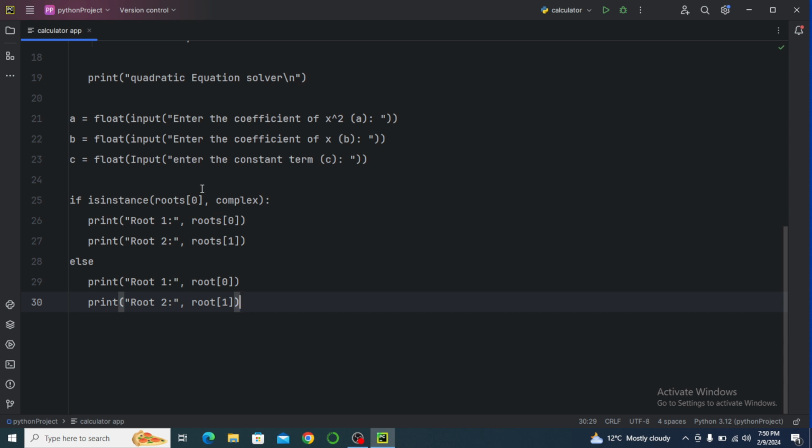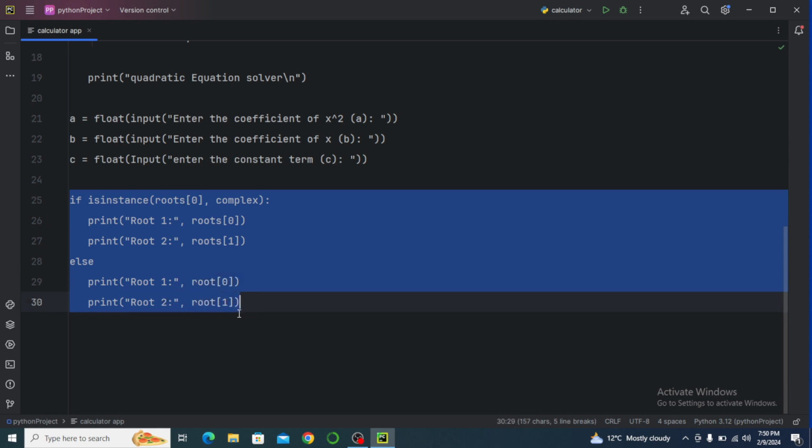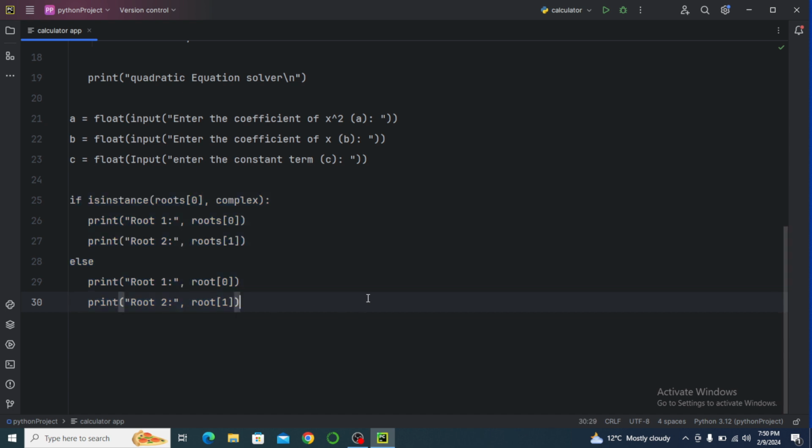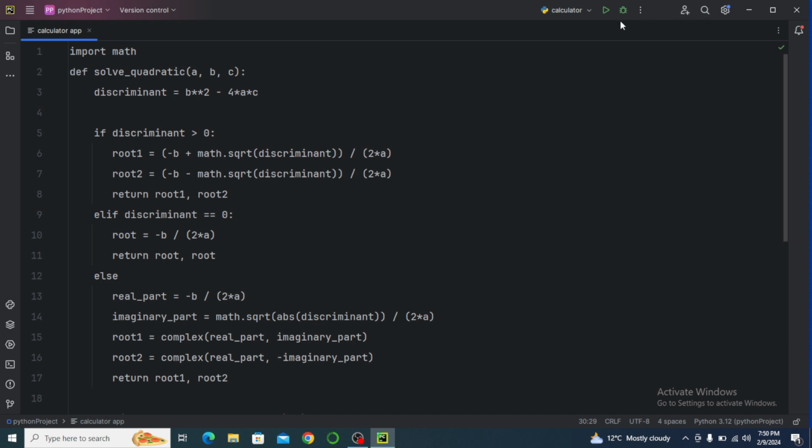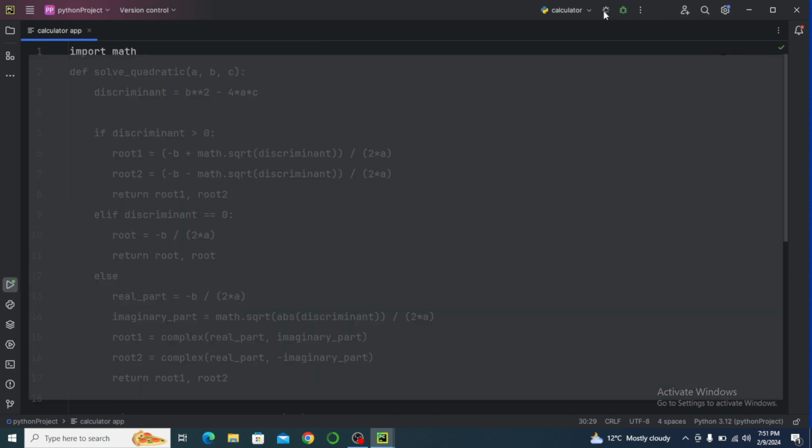Later after that, it's going to use this if isinstance statement, depending on whether the roots are complex or real. It will print them out accordingly. So if they are complex, we print them as complex numbers. If they are real, they're printed as real numbers. So let's try to run this code. Let's see how it works. Let's see if it's going to run.